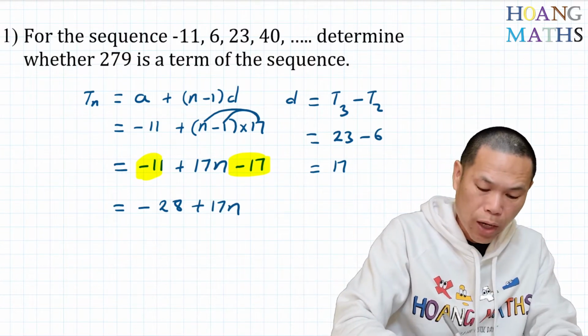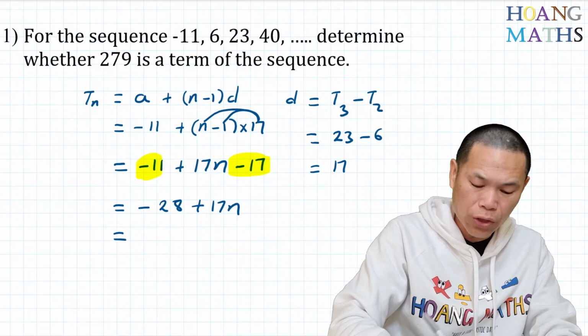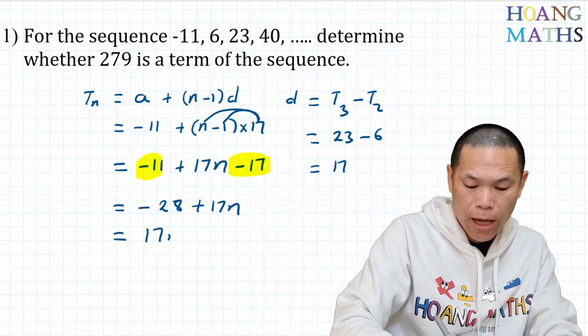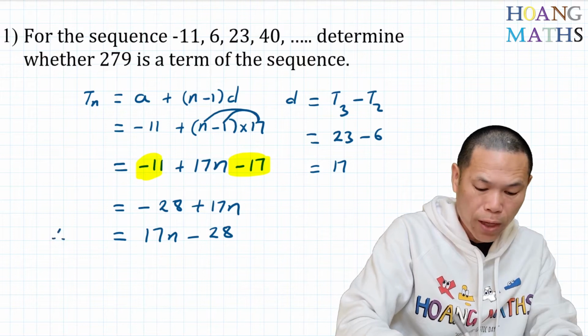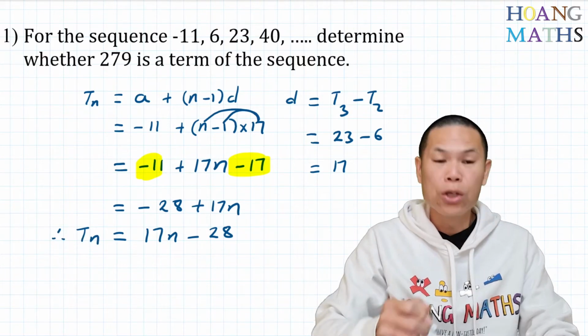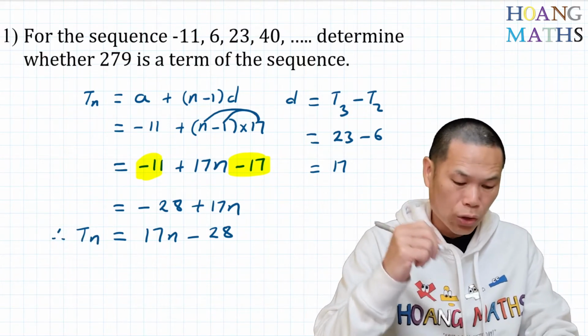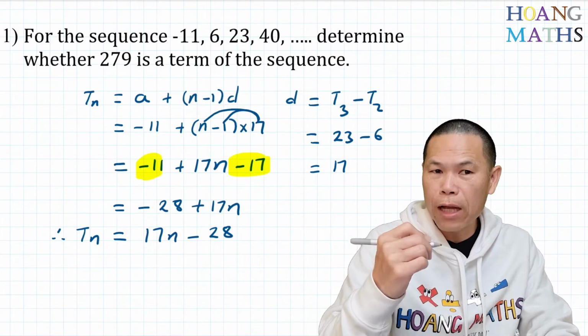But let me write the positive number first. That is 17n minus 28. So therefore, that is t of n. It just looks simpler, that's all. So now we need to work out the value of n.